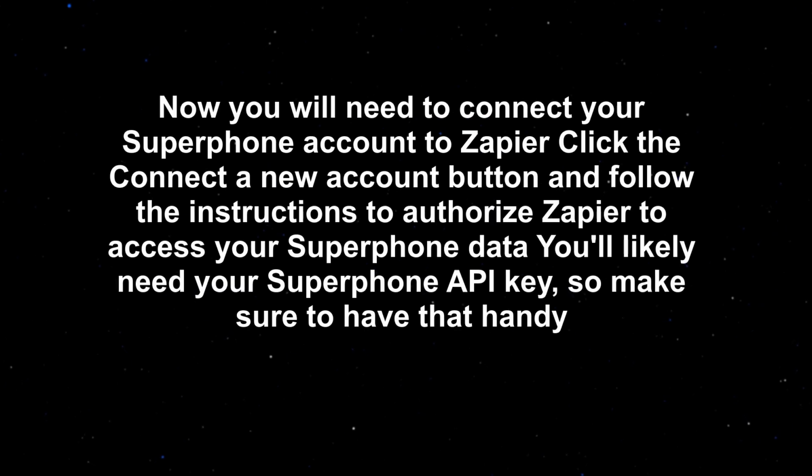Now you will need to connect your Superphone account to Zapier. Click the Connect a New Account button and follow the instructions to authorize Zapier to access your Superphone data. You'll likely need your Superphone API key, so make sure to have that handy.